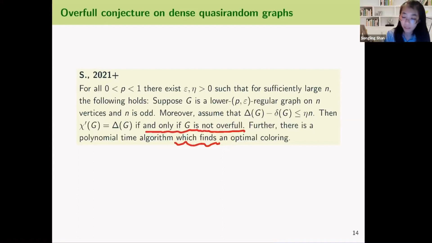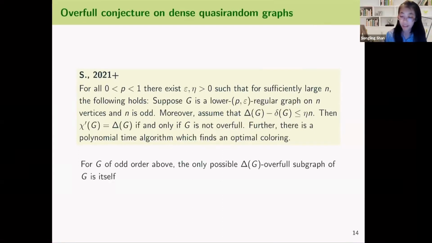The reason we have this simpler statement here is that such graphs have odd order, so the only possible Delta(G)-overfull subgraph is the graph itself.